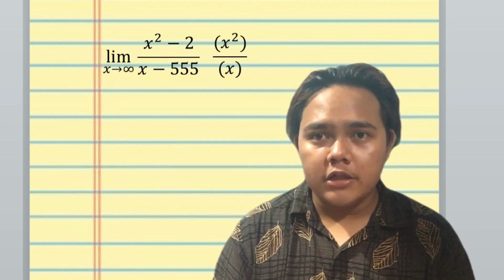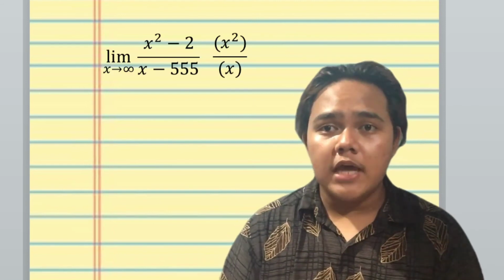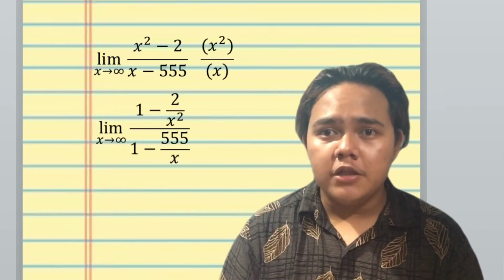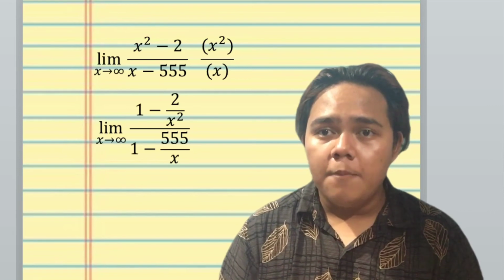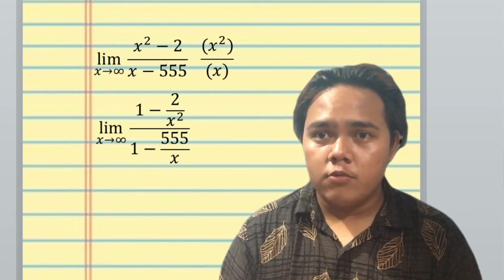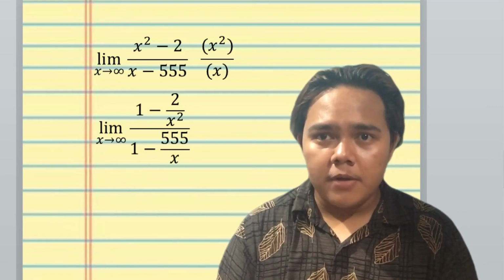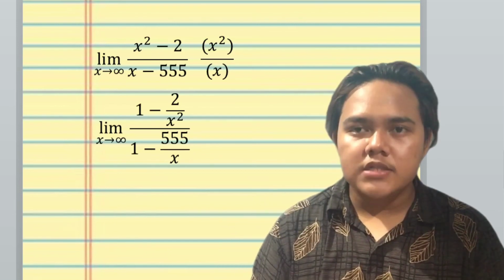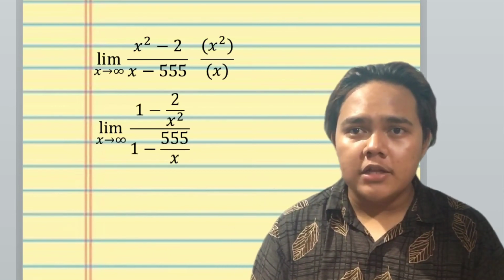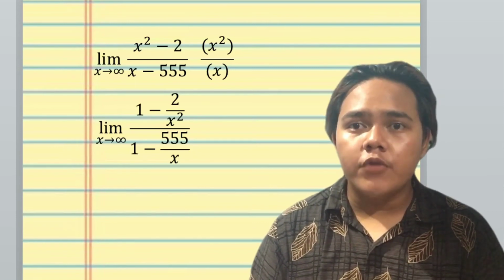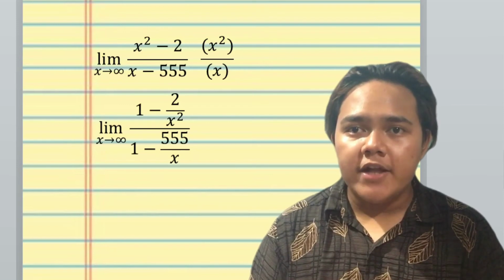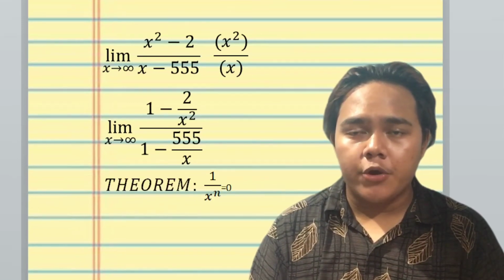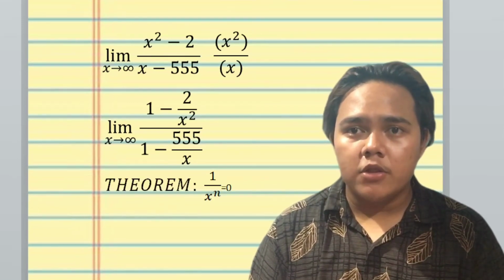So i-factor natin yung x squared minus 2 sa x squared. So kapag finactor natin yun, ang magiging sagot is 1 minus 2 over x squared. I-factor naman natin yung nasa denominator, which is yung x minus 555 sa x. So kapag finactor natin, ang sagot is 1 minus 555 over x. So after natin i-factor, we will find the limit of numerator and denominator using the theorem, which is the limit of 1 over x raised to n is equal to 0.